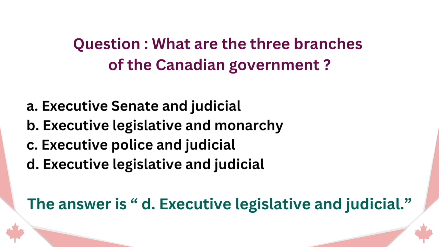Question: what are the 3 branches of the Canadian government? A. Executive, Senate and Judicial. B. Executive, Legislative and Monarchy. C. Executive, Police and Judicial. D. Executive, Legislative and Judicial. The answer is D. Executive, Legislative and Judicial.